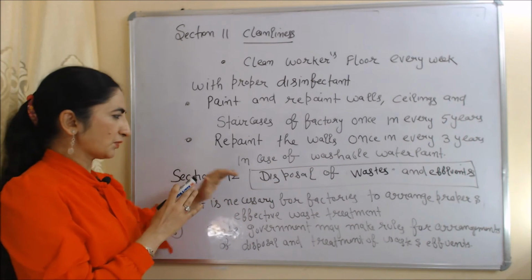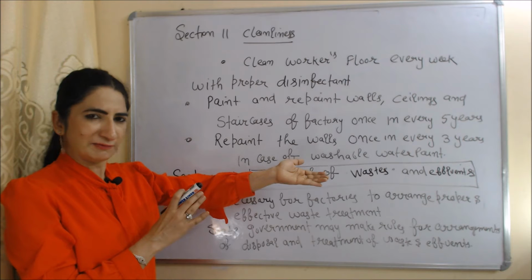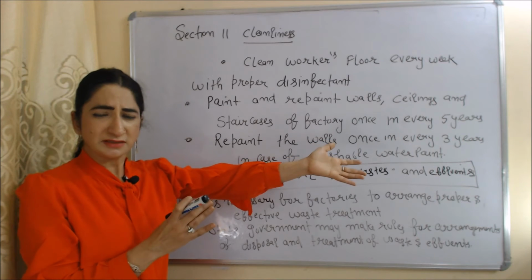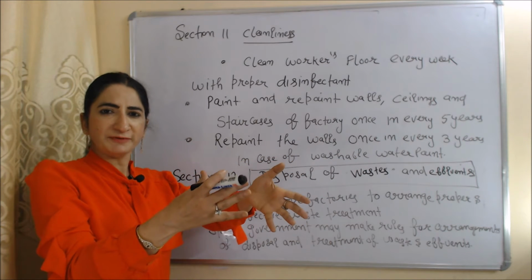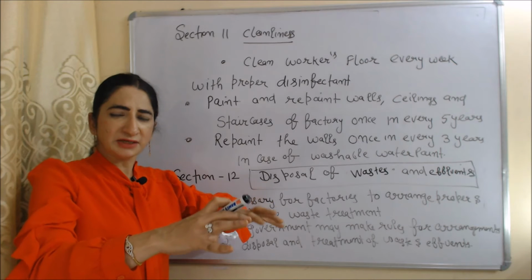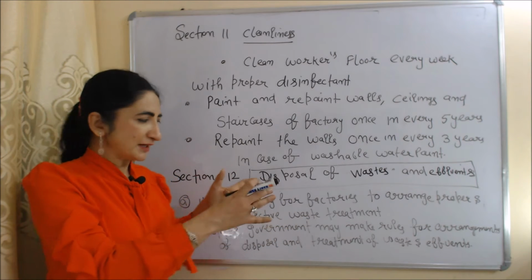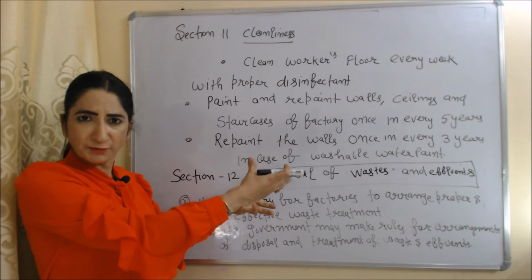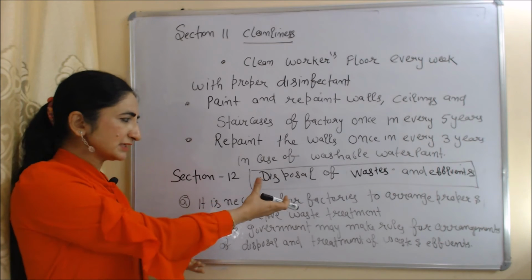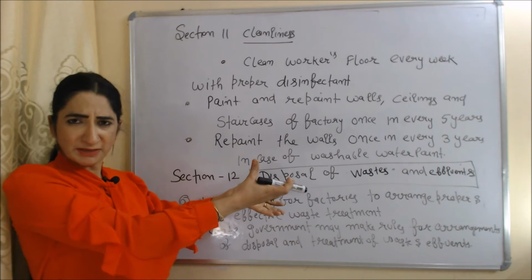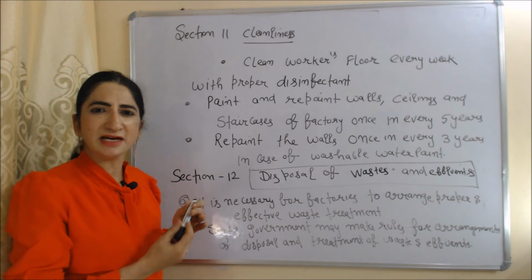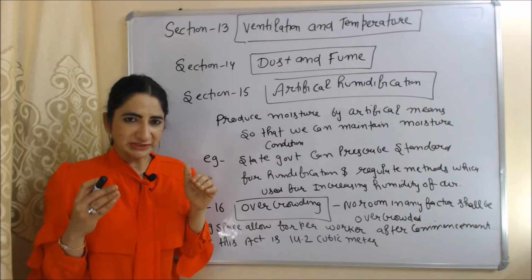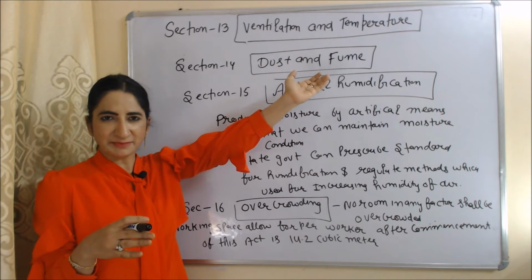Section 12 talks about disposal of wastes and effluents. Effluents means chemicals produced by factories, or we can say the liquid wastes. And the factory should do effective treatment of wastes, and state government can make rules for effective treatment and disposal of wastes and effluents. Section 13, ventilation and temperature.